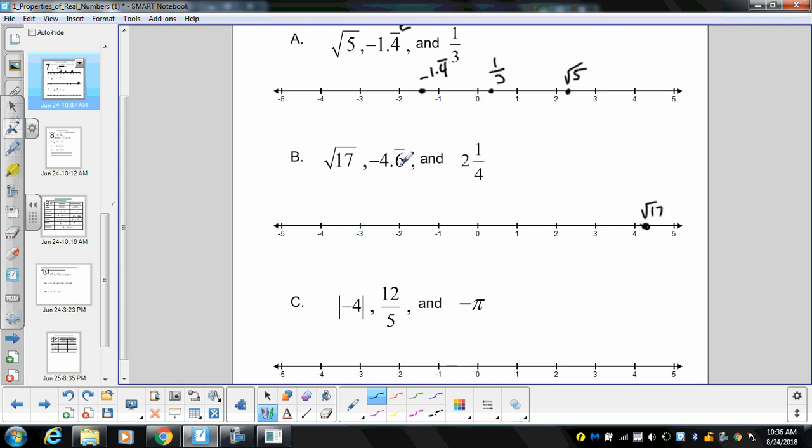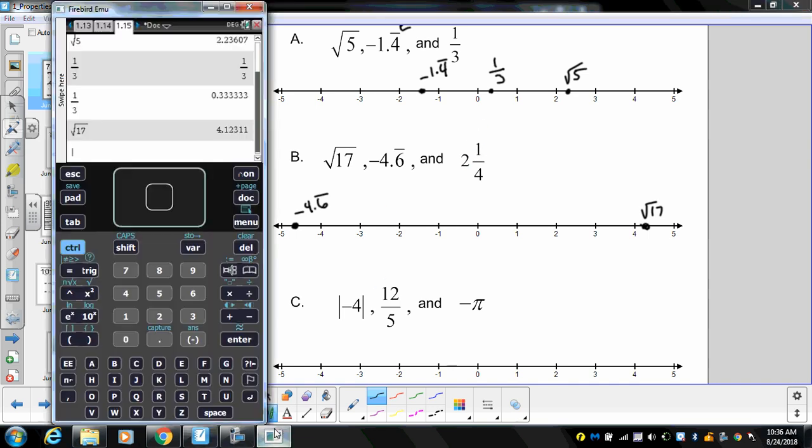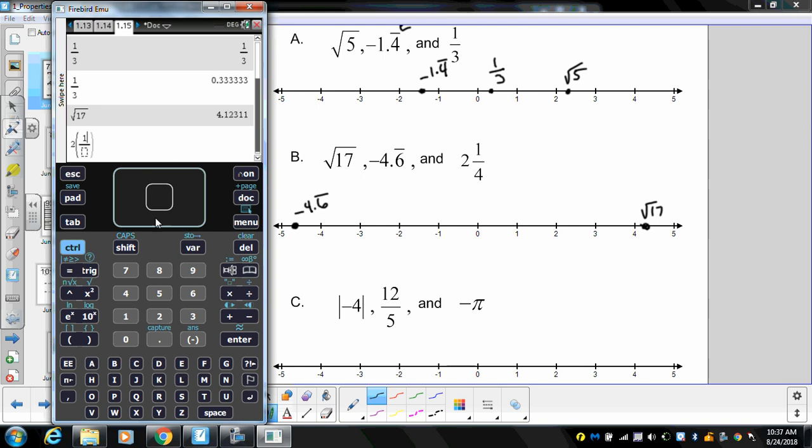And then I get negative 4.66666 repeating, so that's going to be a little past negative 4.5 on this side. So there we have negative 4.6 repeating. And then we have 2 1/4. Well, if you don't know what that is in your calculator, you can type 2, and then to make a little fraction just like that, you can hit Control Divide. In the calculator you're going to have to use the parentheses, and now Control Divide. There you go. And then you have your 1/4.